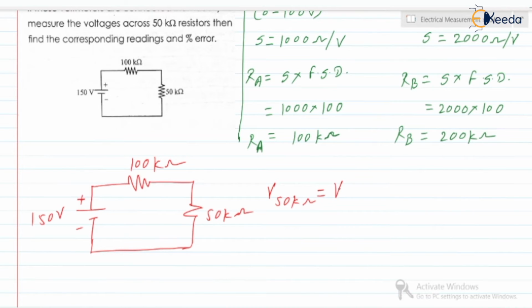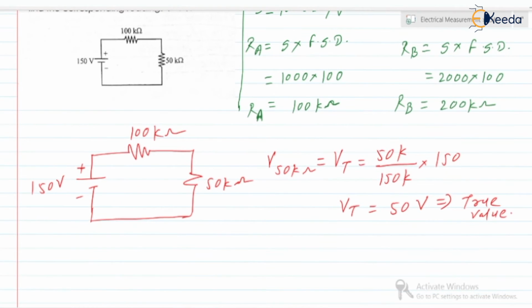I am writing it as Vt. What is it equal to? We can use the voltage division rule. It is 50k divided by 50k plus 100k, so 150k, into the total voltage 150. That equals 50k by 150k, which is 1/3 of 150, so it is 50 volt. This is the true value, meaning it is expected that the voltmeter should give this value.